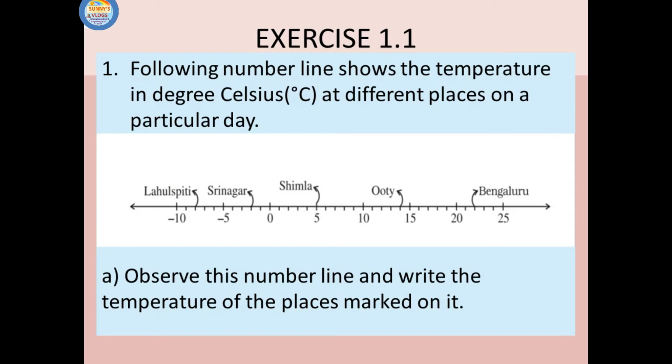Then what is the temperature of Ooty? Yes, the temperature of Ooty is 14 degrees Celsius. That is +14 degrees Celsius. Then the last one, the temperature of Bengaluru. That is 22 degrees Celsius.